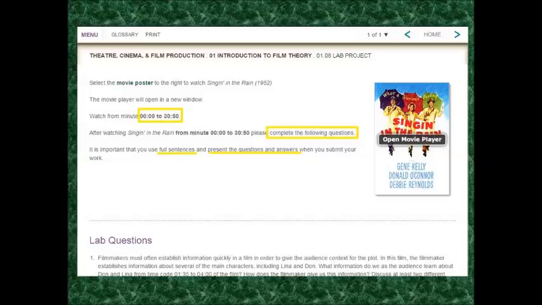Okay, so if we look at this page a little more closely, we can see it gives specific directions for how to complete the assignment. It's always going to tell you exactly what portion of the film to watch. You can see it says here from the very beginning, minute 0 to 30 minutes and 50 seconds. It's always going to be right around a half hour for each module. And then you notice it says to complete the following questions. If we were to scroll down, you could see the top of number 1 there. There's going to be 5 more after that. And a couple things to notice, if you notice the underlining: full sentences, and to present the questions and answers. So just like with the review questions, they want you to copy and paste the questions and then to answer in complete sentences beneath each one.